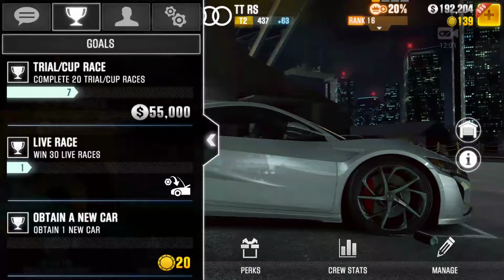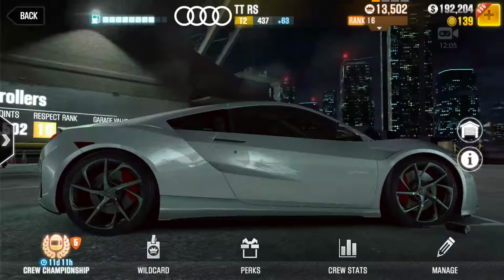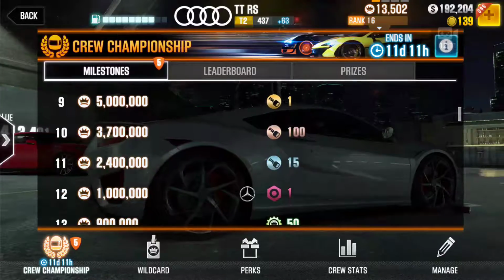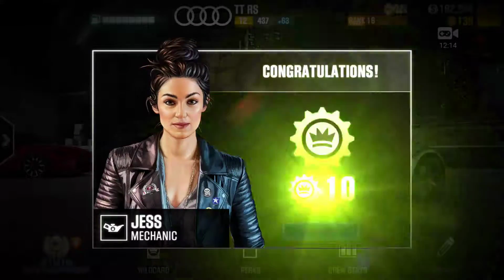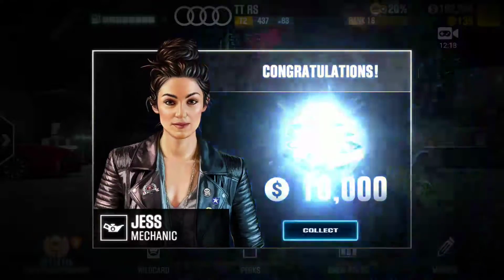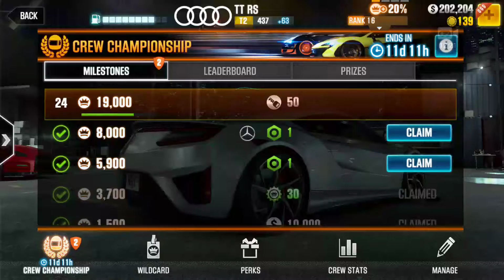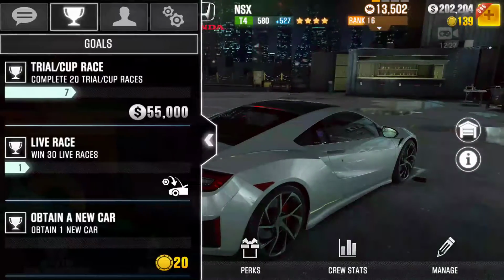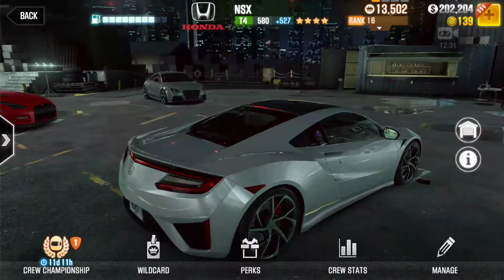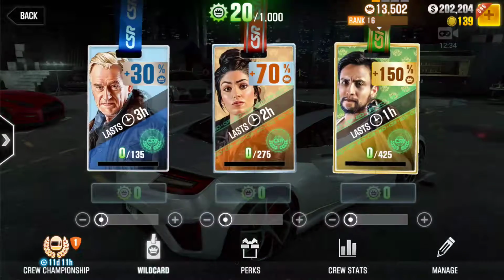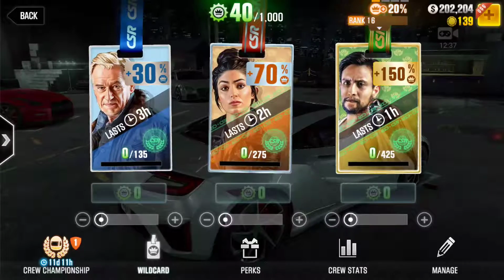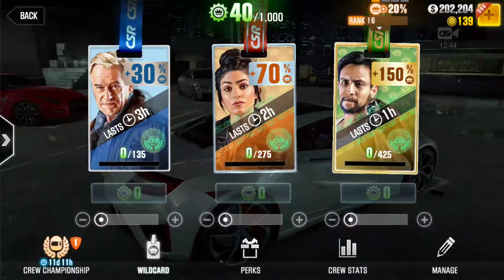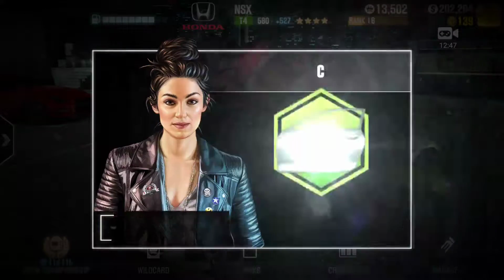We got anything over here? No rewards. Crew Championship. I have many, many things. I will take these. And the 10,000 cash, we are now not there. Oh, yes, we are. Look at that. We are 202. I think we're going to be left with 2,000 wild cards. Instead of the championship and claim our last prize.